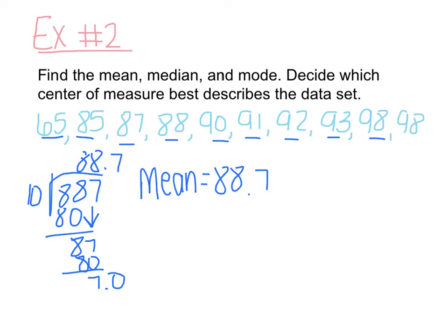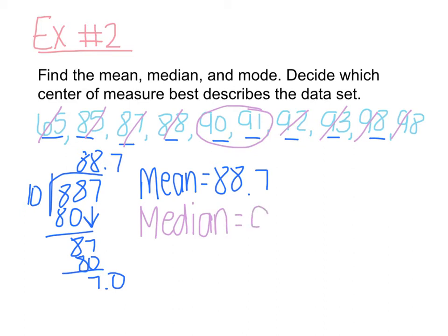Now let's do the median. Remember, they have to be in order from least to greatest, which actually our numbers already are. Makes it pretty easy on us. Now we just find the number in the middle. Start crossing them off on both ends until we get to the middle. We have 2 numbers in the middle this time, 90 and 91. I know right in the middle of 90 and 91 is 90 and a half, which is the same as 90 and 5/10.